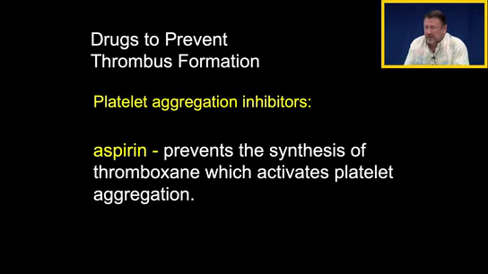And when we talk about the eicosanoids, the prostaglandins, hopefully we'll throw in some thromboxane discussion. But aspirin prevents the synthesis of eicosanoids like thromboxanes. And then the thromboxanes activate platelet aggregation, so aspirin prevents the platelets from clumping, decreasing blood clot formation.